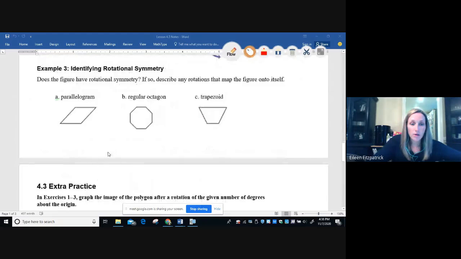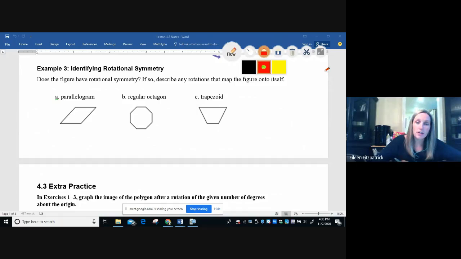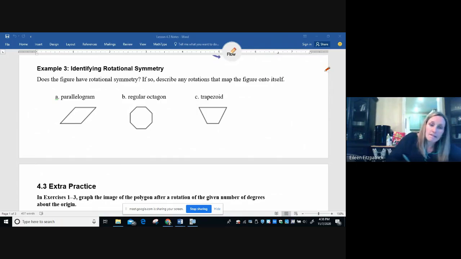Okay, so identifying a rotational symmetry. Does the figure have rotational symmetry? If so, describe any rotations that map the figure onto itself. Okay, so the first is a parallelogram. I'll give you guys a minute to think about this. Do you think it has rotational symmetry? It does. Yes, it has rotational symmetry of 180 degrees.